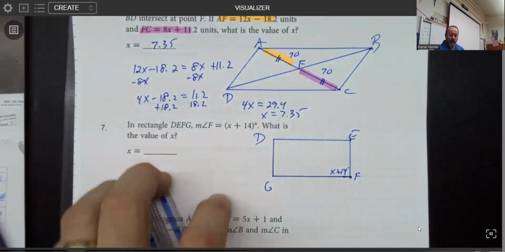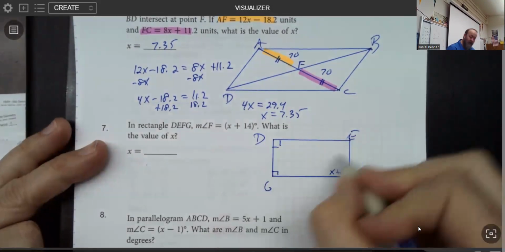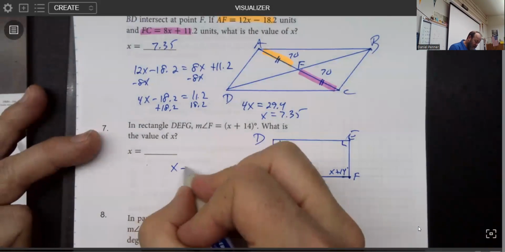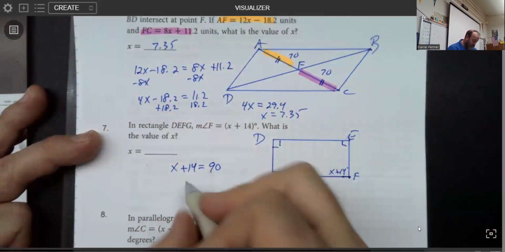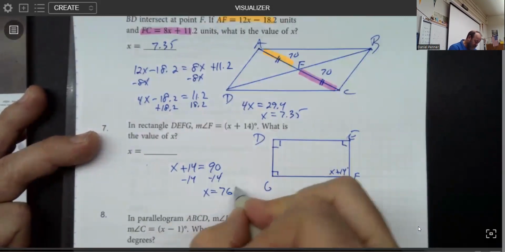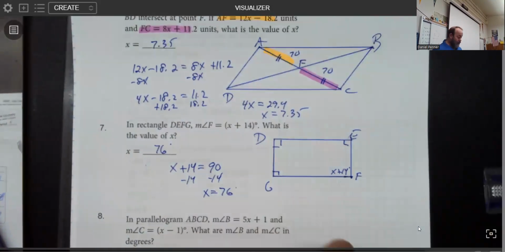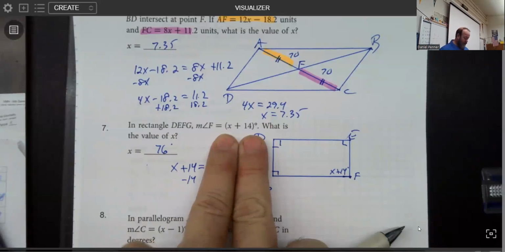But the nice thing that I know is that in any rectangle, no matter what, the angles all have to be 90 degrees. So I know that x plus 14 has to be 90, and so all I really have to do is subtract 14 from both sides, and I got 76. Done. I guess I didn't even need this if I had read the question and realized that a rectangle only has 90 degrees in it.